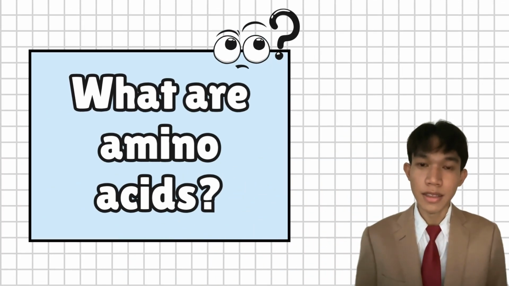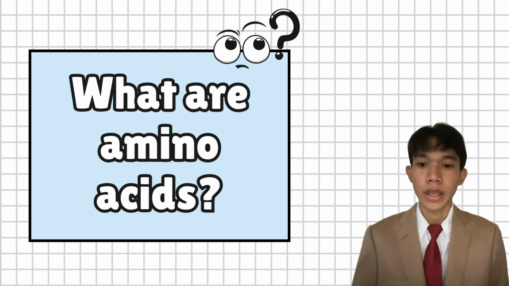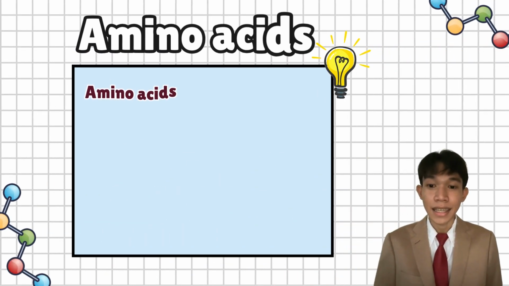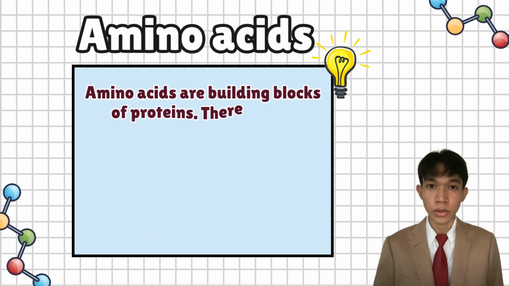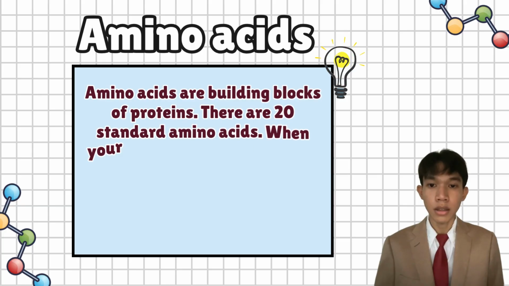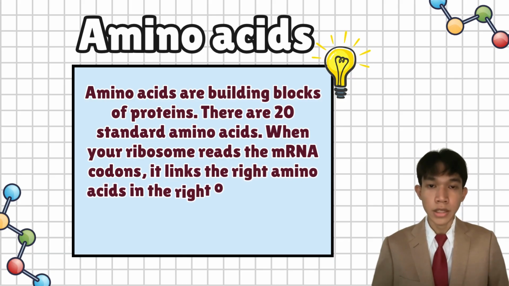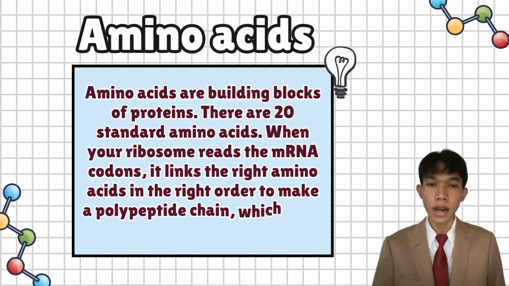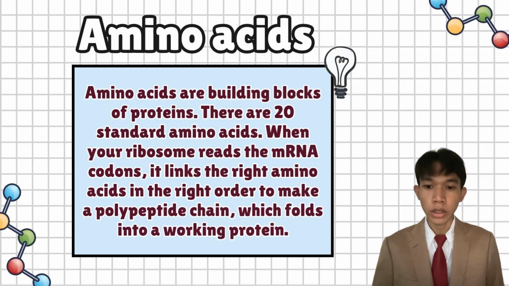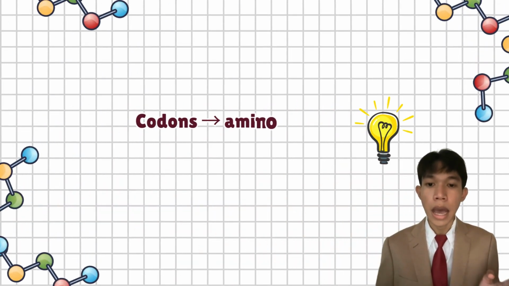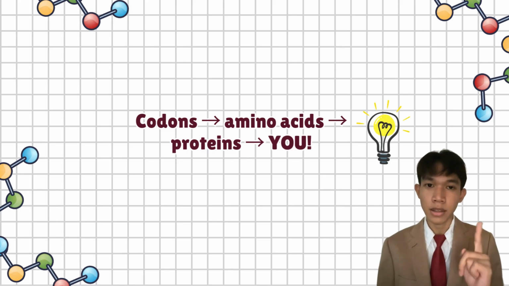Now, let's connect this to what codons actually build: amino acids. What are amino acids? Exactly. Amino acids are the building blocks of protein. There are 20 standard amino acids. When your ribosome reads the mRNA, or messenger RNA, it links the right amino acids in the right order to make a polypeptide chain, which folds into a working protein. So, codons, amino acids, proteins.